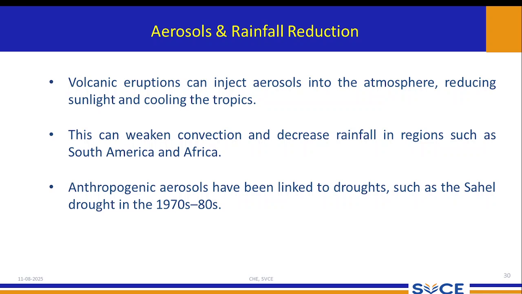Anthropogenic aerosols have been linked to droughts such as the Sahel drought in the 1970s and 80s. So human-made aerosols, anthropogenic, have been linked to droughts. Volcanic eruption aerosols are natural, and we cannot avoid them. But anthropogenic aerosols have been linked to droughts such as the Sahel drought. What happened in the 1970s and 80s due to the Sahel drought?